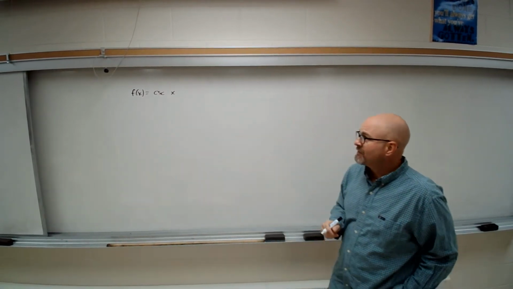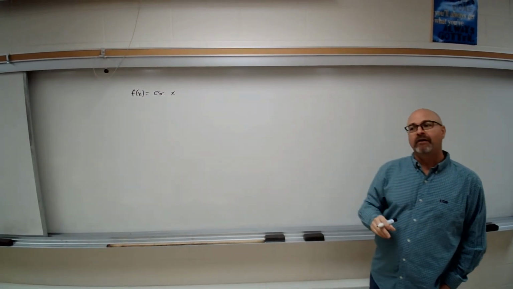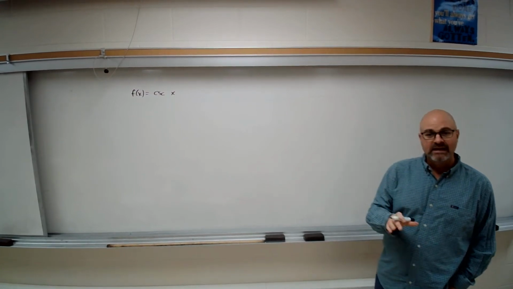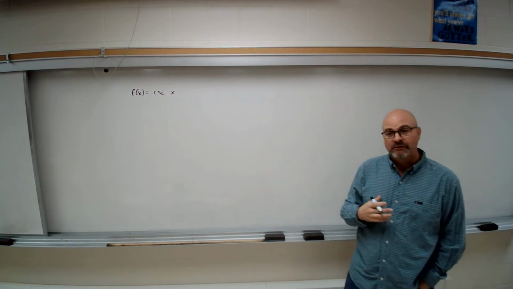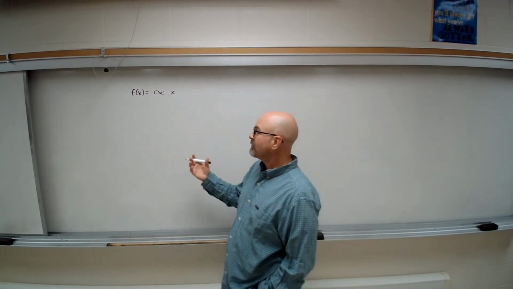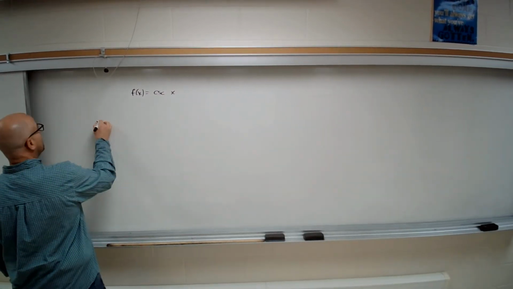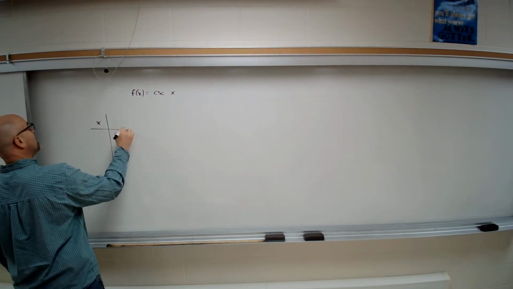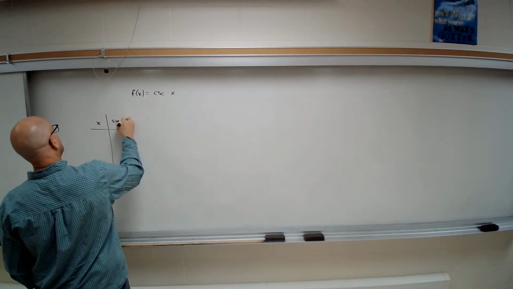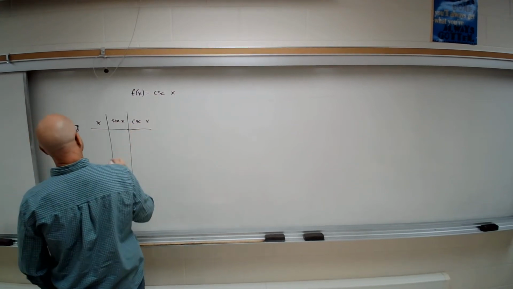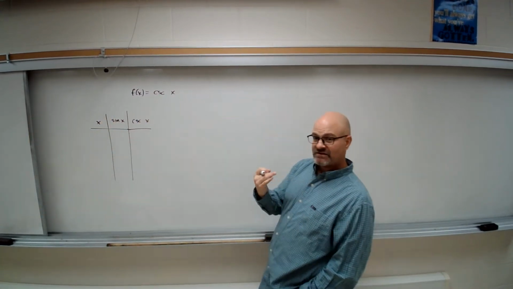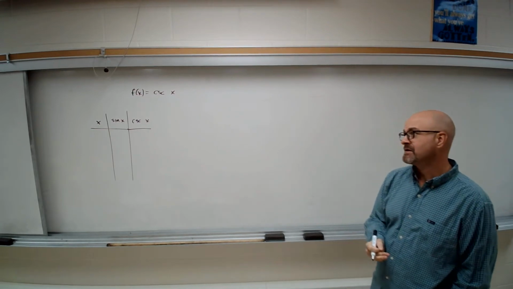Okay, so the first thing we want to graph is just the parent function for cosecant functions. There are different ways to do this, but the way I'm going to show you is first we're going to make a table. I'm going to have an x column, and then the sine of x, and then another column for the cosecant of x. We're going to take advantage of the fact that we have these reciprocals.